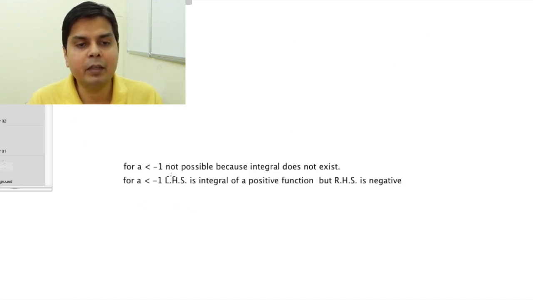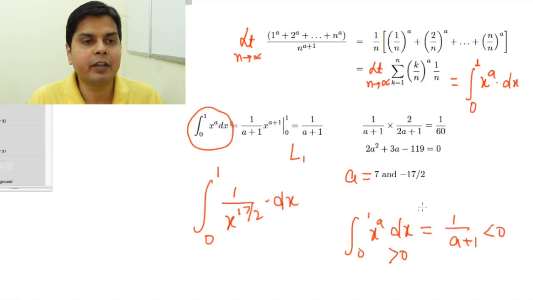In fact, for a less than minus 1, it is not possible, because the integral does not exist. You cannot find the integral. So that's why the correct answer in this question will be a is equal to 7.